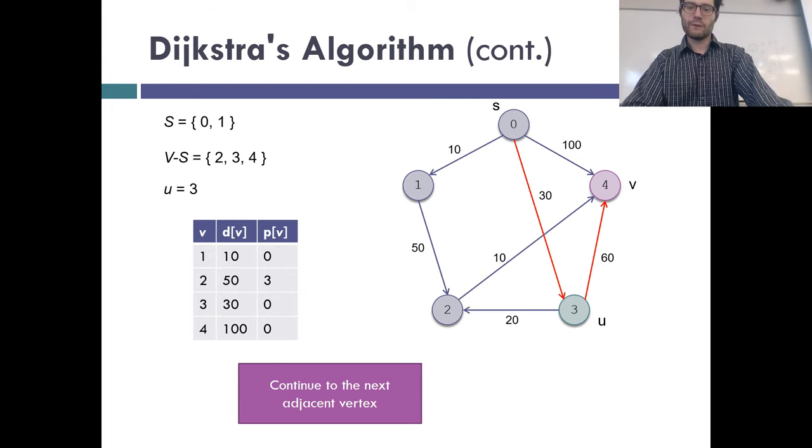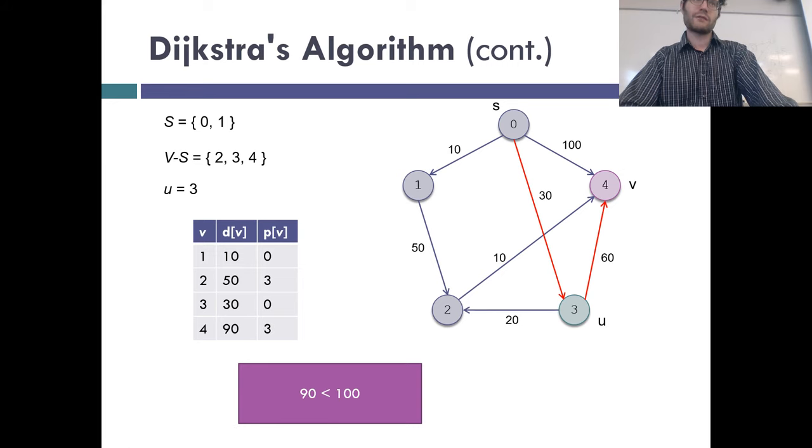And then 3 to 4 is 60. So we say 30 plus 60, right? And we get the 30 from the table. The cost to get to there is 90, which is less than 100. So we update, saying that the cheapest way we know of now to get to 4 is to go through 3. So now we're done looking at node 3.